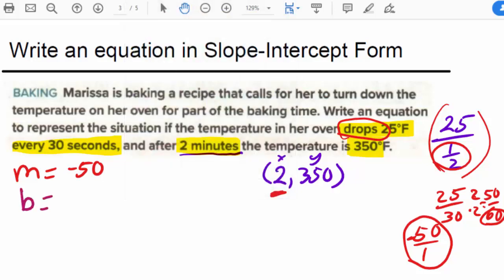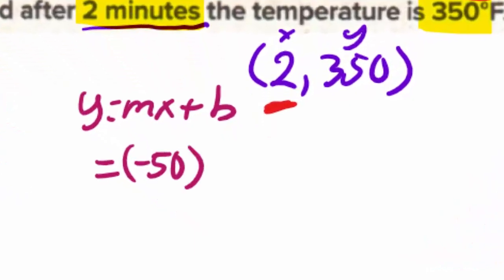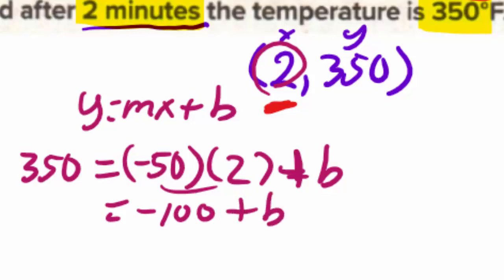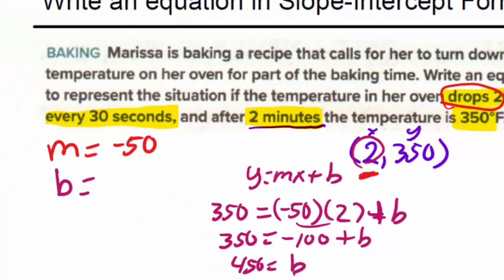And to write my equation, I've got to solve for b. So I need to find out what b equals. I'll first write my equation, y equals mx plus b, and then I'll drop some points into it. So in place of m, I'm going to put -50. In place of x, I'm going to bring my x value of 2 over, and I'm going to leave a plus b on this side, and then put a 350 on this side. Then go ahead and solve for b, so multiply these together, I get -100 plus b equals 350, and then I'm going to add 100 to both sides, so b will end up equaling 450.